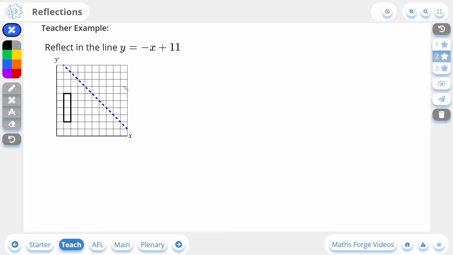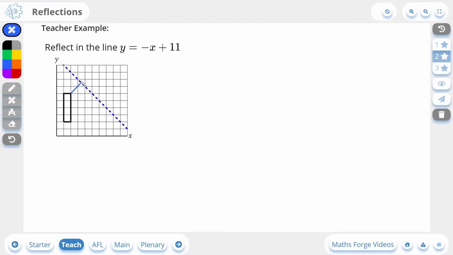Now we'll do a 2-star example. Here we're being asked to reflect in the line y equals negative x plus 11, and the line has been drawn out for us. So how do we reflect this shape here in this mirror line? Well, just as we did in the previous example, I'm going to pick a corner. So I'm going to pick this top right-hand corner here. And then I'm going to count how many spaces away it is from the mirror line at a perpendicular distance from the line. So that means I'm going to be going to the line at a right angle, at 90 degrees like this. So let's see, it's going to be 1 square away, 1.5. So it's 1.5 diagonals away from the mirror line.